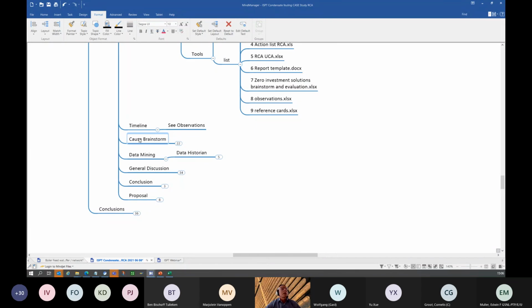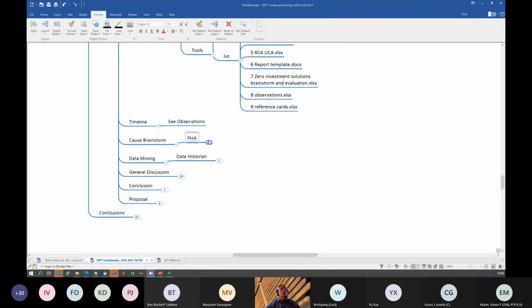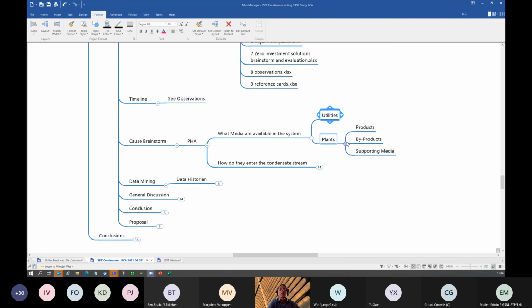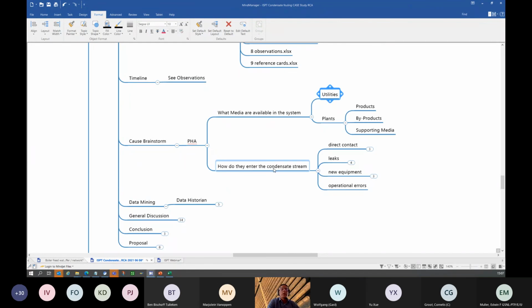We have already the timeline. That's the next step that you do, and then you go for a cause brainstorm. And in this case, you do something like a process hazard analysis for the chemicals that you have and the equipment that you have. What media are available in the system? So we've got the utilities, we've got the plants. Plants have products, they have also byproducts, and they have all supporting media. Cycles in the plant for extracting material A, material B, etc. And you have to think on how material can enter into the condensate stream.